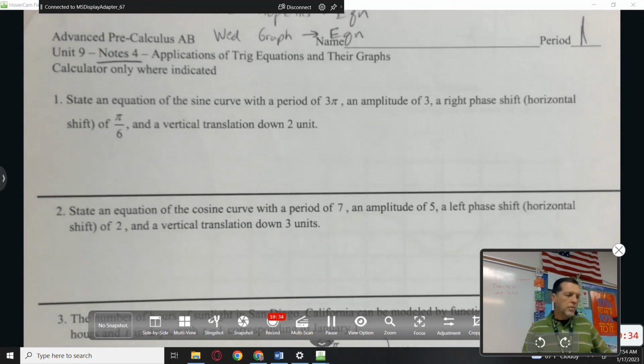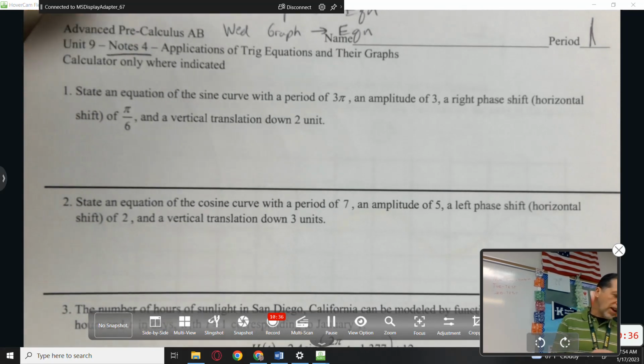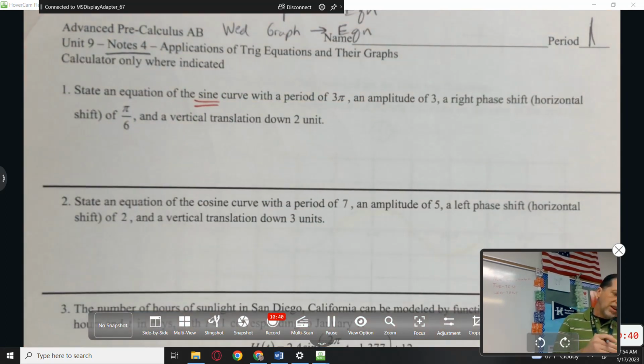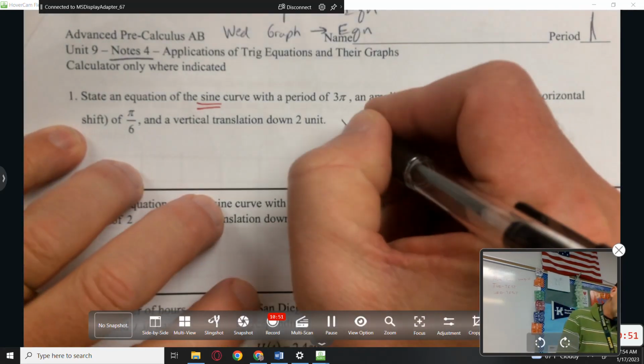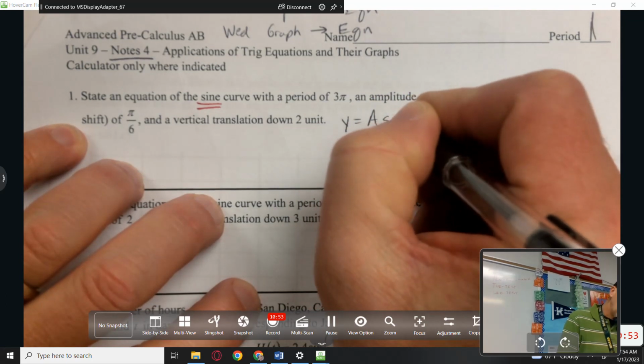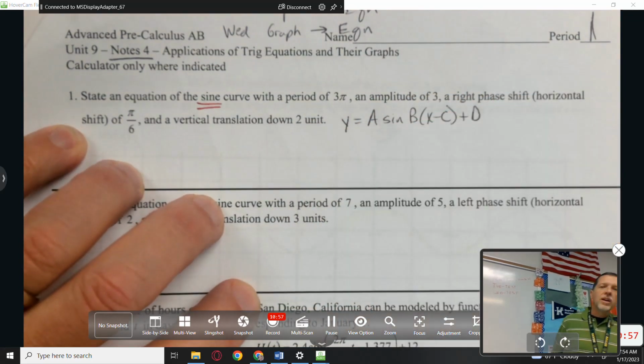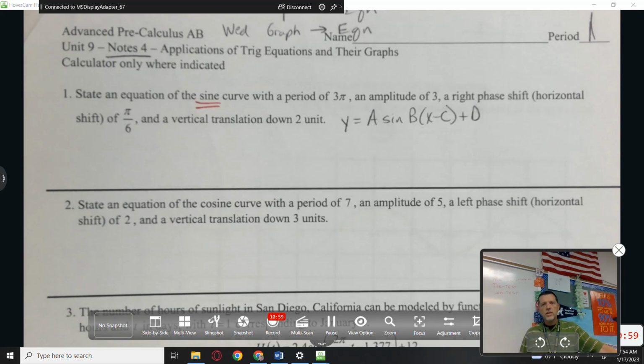All right, number 1. State an equation of the sine curve. So we know we're doing sine. With a period of 3 pi, an amplitude of 3, a right phase shift of pi over 6, and a vertical translation down 2. That's a lot of pieces in there. Maybe we should start by putting that generic equation up there. Sine, so I know it's sine.